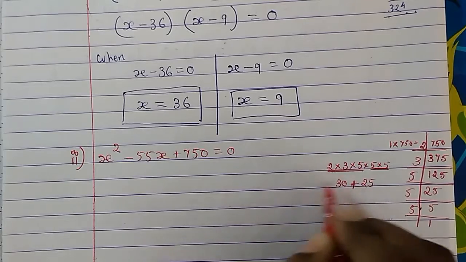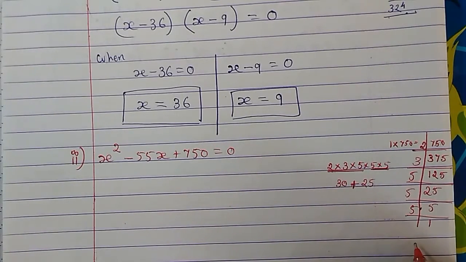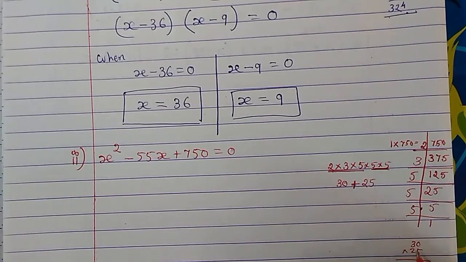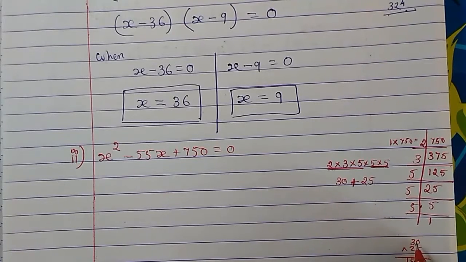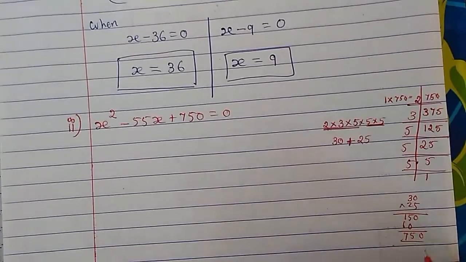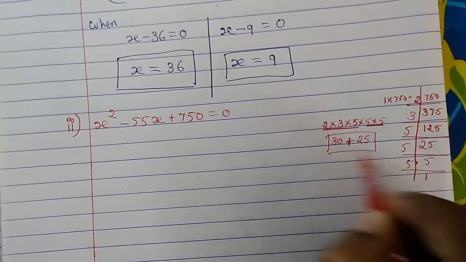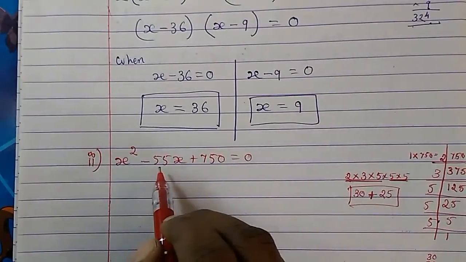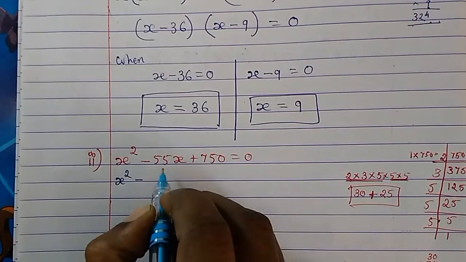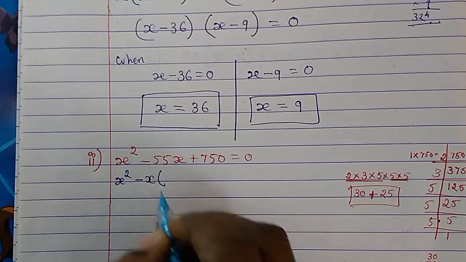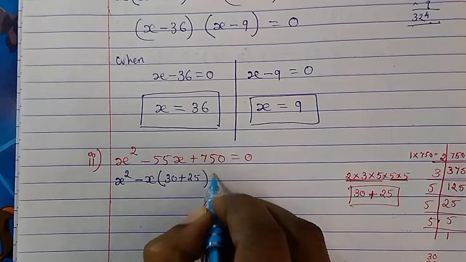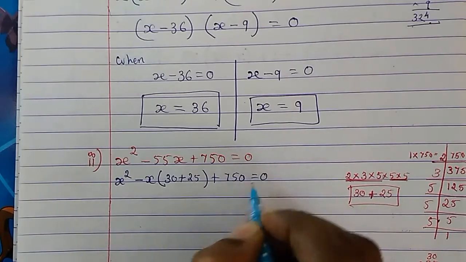Now by multiplying are we getting 750? That we have to check. So 30 into 25, so 5 0, 15, then 0, 3 2s are 6 0 5, 750. Okay, so by multiplying also we have got it. That means this is the correct pair. So let's take this in this place. Now let's write down x square minus x, and instead of 55 we'll take this pair, that is 30 plus 25, then plus 750 equal to 0.